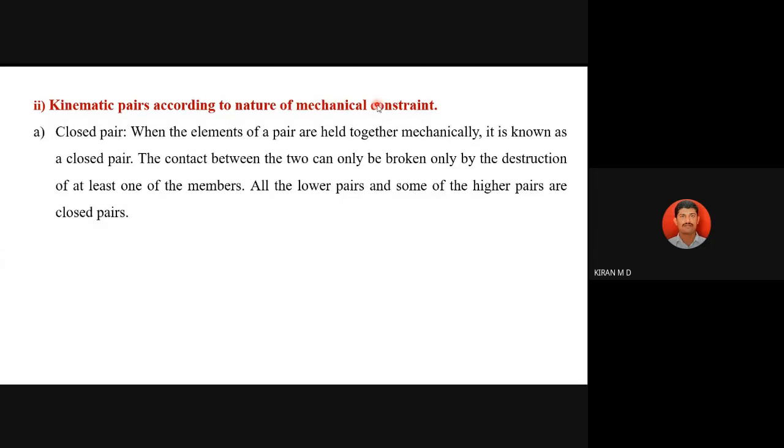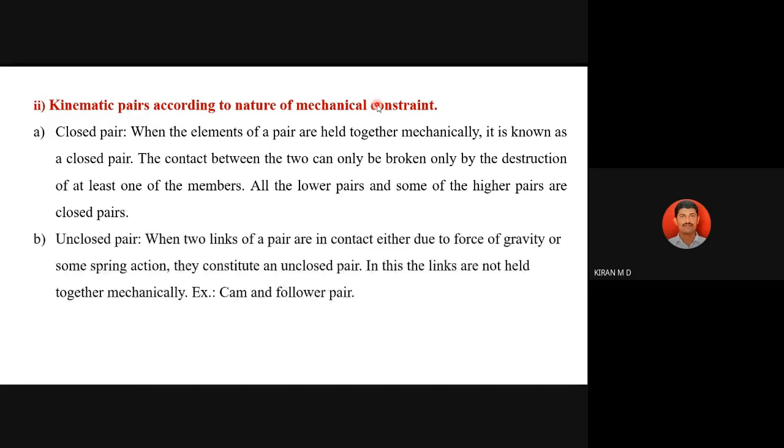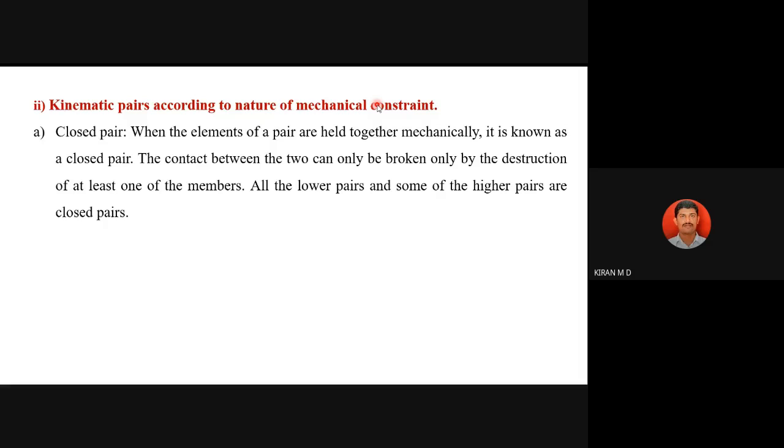Yes, sir. Okay, so based on that, we are going to classify closed pair and open pair. Closed pair means when the elements of the pair are held together mechanically. The contact between the two can only be broken by destruction of at least one member. All lower pairs and some higher pairs are closed pairs. Here it always has the contact, so if you want to remove the contact, you must break one member. It is a completely constrained pair.